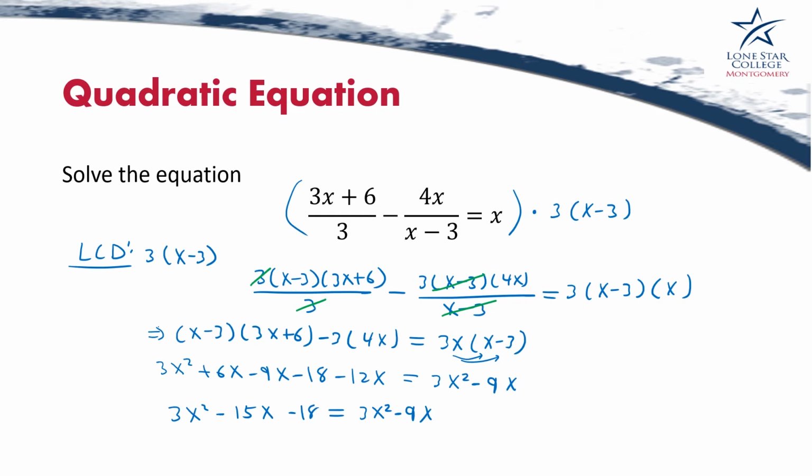So when you're solving a quadratic, again, you want to bring everything over to one side and make it equal to 0. So let's bring these over to the left side. And then we can add 9x.